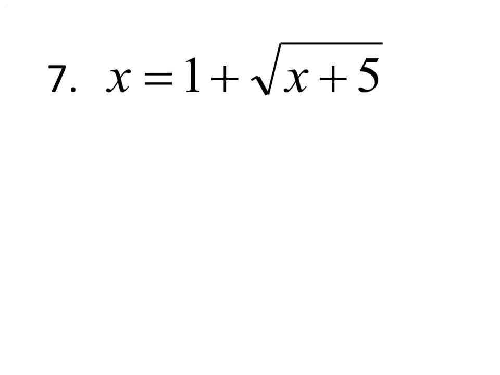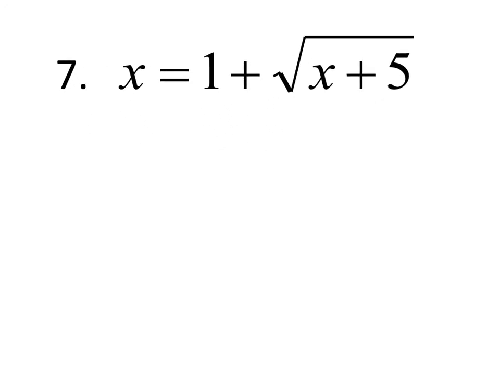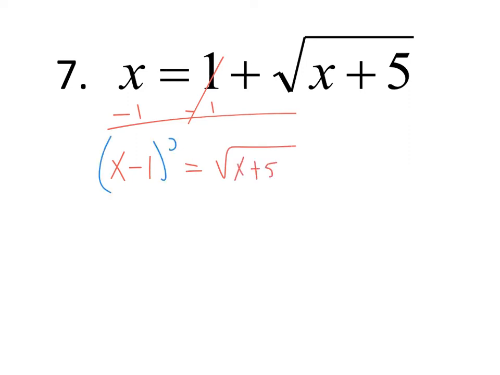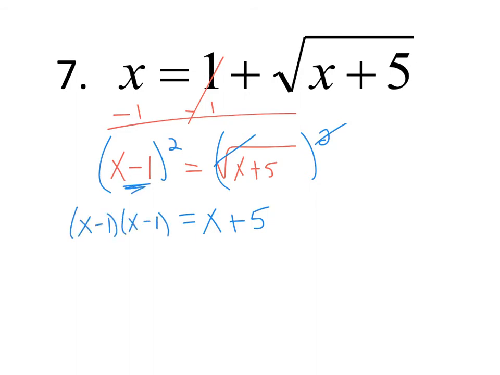The goal here, of course, to start off is to isolate the radical. So I'm going to subtract my 1 over to this side here. I'll end up getting x minus 1 equals the square root of x plus 5. And then I'm going to square both sides so I can get rid of this square root and release that x. This is another situation where you're going to have to do the box method, people, because of the binomial on the inside here.